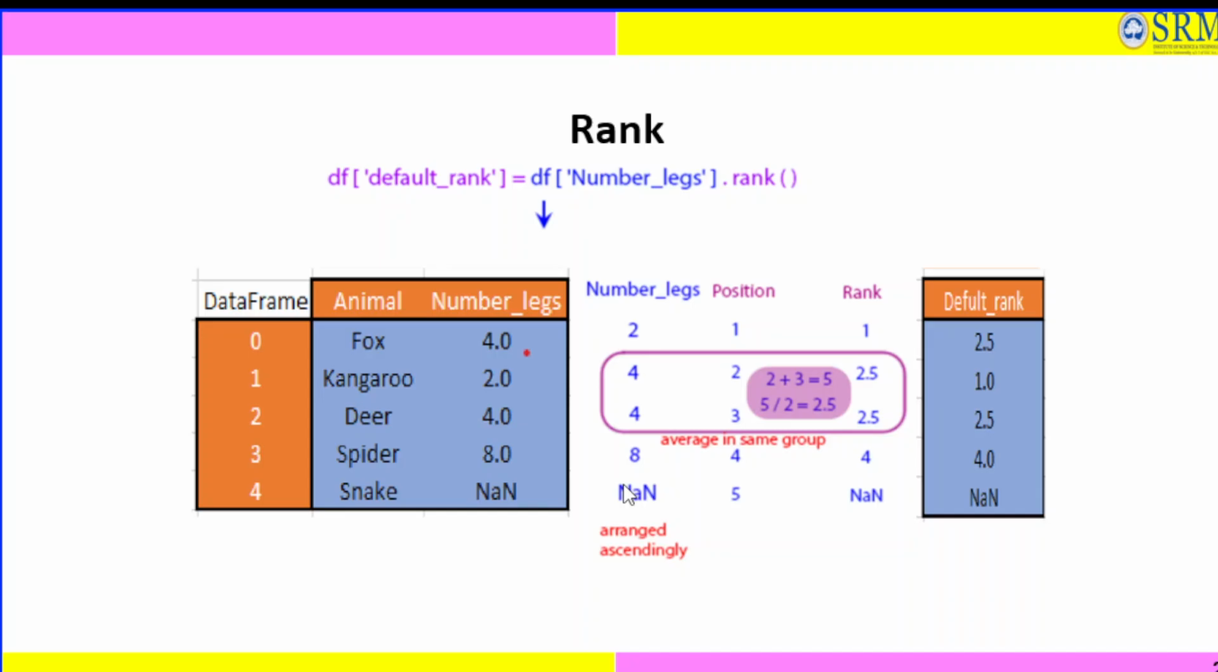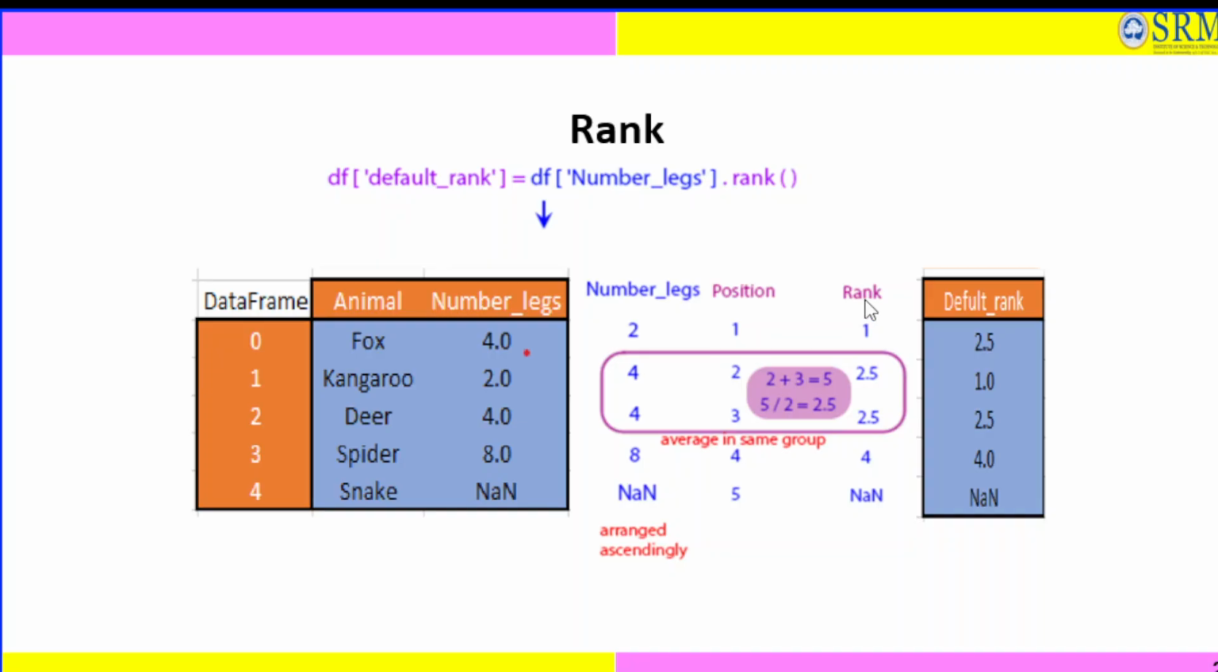The explanation has been given here. We have 4, 2, 4, 8 and NaN. These are the number of legs. Just arrange it in ascending order: 2, 4, 4, 8. Now we are going to find the position. So this is 1, 2, 3, 4 and 5. Even NaN we are going to have as 5.